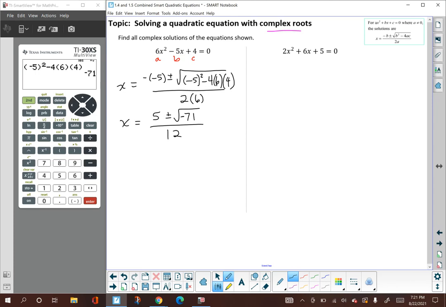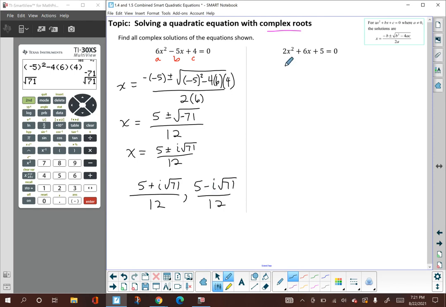And then if it's a radical that you aren't sure how to simplify, you can simplify the positive radical and then just include an i in your answer. In this case, root 71 does not simplify. So we have 5 plus or minus i root 71 all over 12. And then for Alex, you'll of course have to type that in as your two separate answers with a comma separating them.